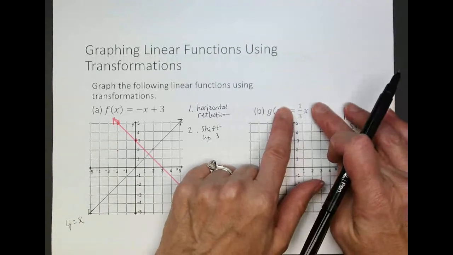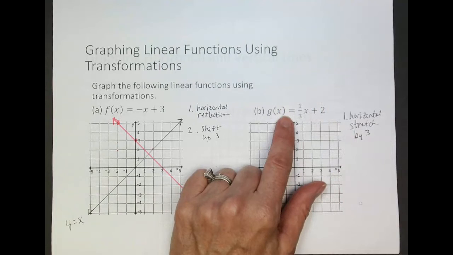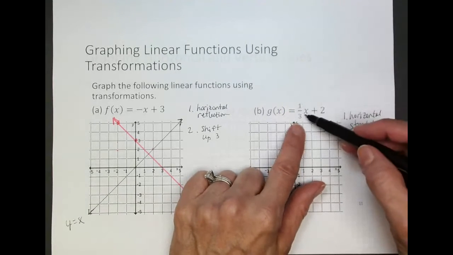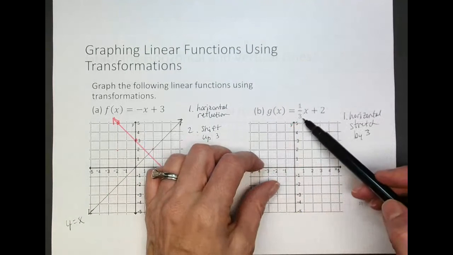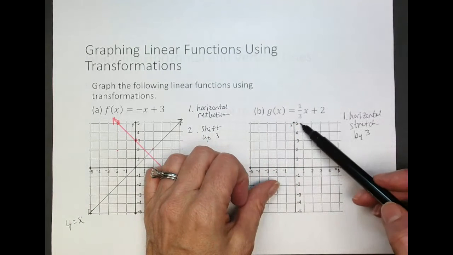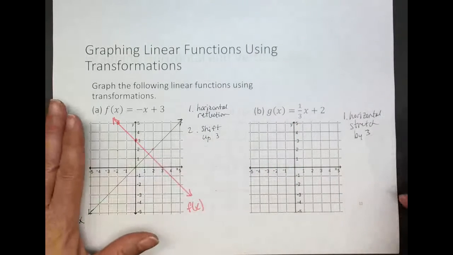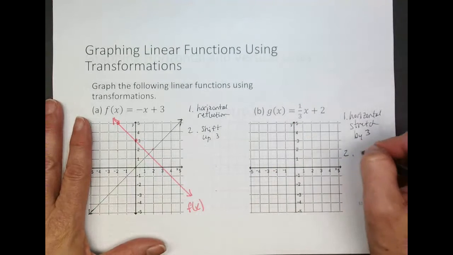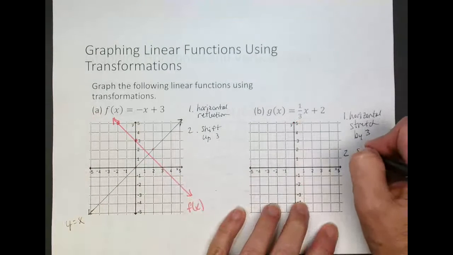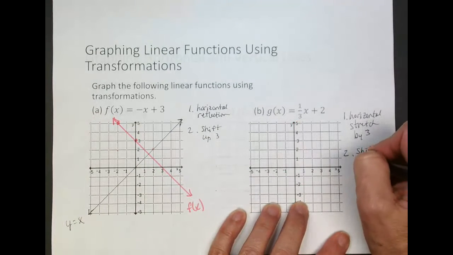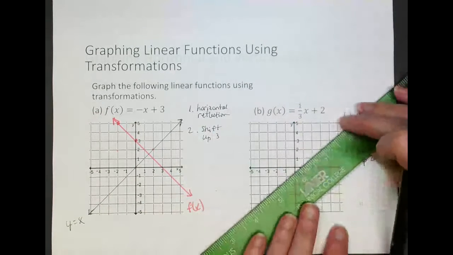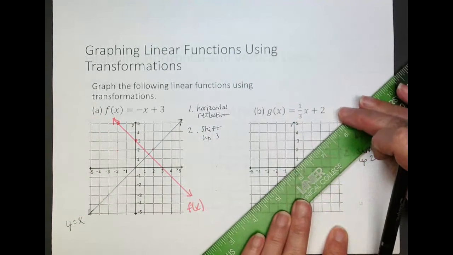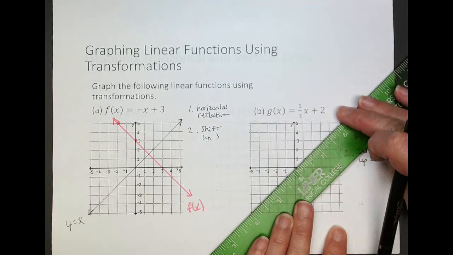It's horizontal because it's only happening to the x, to the input. And it's a stretch because we are either stretching or shrinking by 1 over the constant. So 1 over 1/3 is going to be 3. So that's the first thing that's happening. The second thing that's happening is what? Shift up 2. All right. So the identity function before transformations, y equals x, is going to look like this.